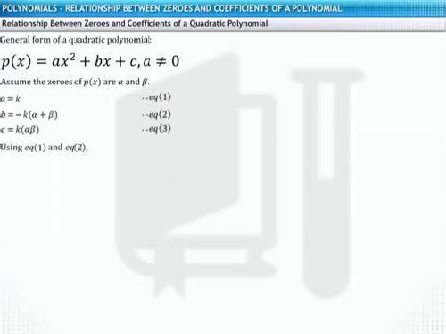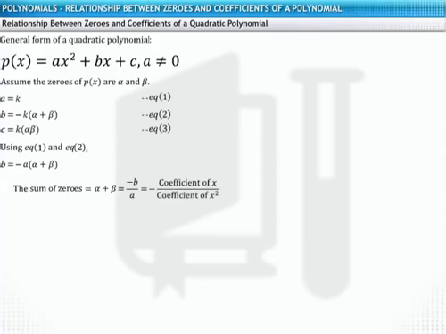Now, let us use equation 1 and equation 2 to get this relation. This equation indicates that the sum of the zeros is equal to minus b divided by a. Here b is the coefficient of x and a is the coefficient of x square. Therefore, this equation establishes the relationship between the sum of zeros and coefficients of the quadratic polynomial.